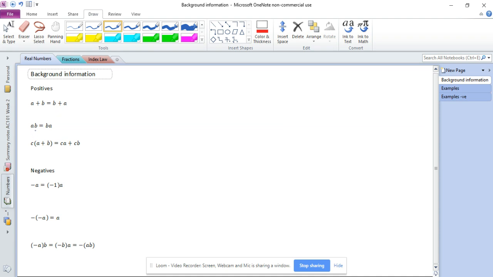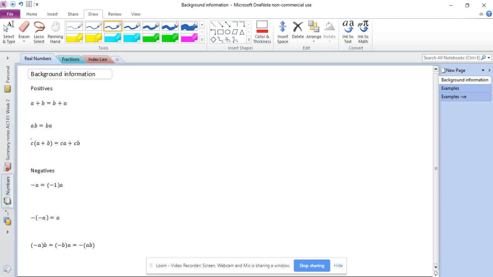Next one, AB is equal to BA. So what does that mean? AB means A times B is equal to B times A. Next, C bracket A plus B is equal to CA plus CB. Okay, so what does that mean? That means C times bracket A plus B.